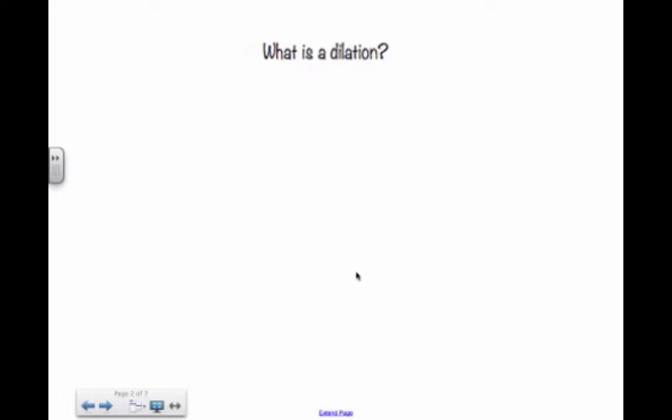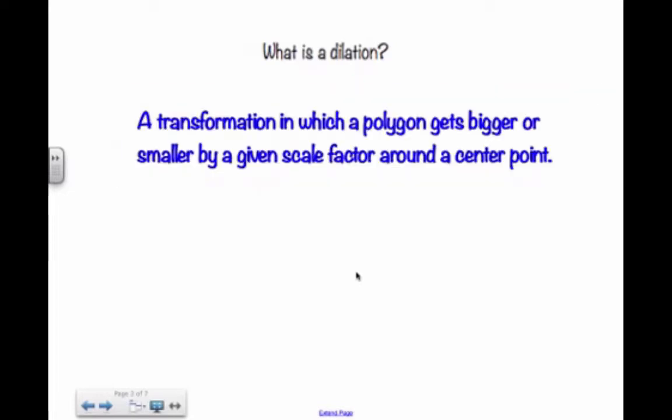So if you could write this definition down, a dilation is a transformation in which a polygon gets bigger or smaller by a given scale factor around a center point. Please press pause if you need to copy this down. Once you're all set, go ahead and press play and I will move on.